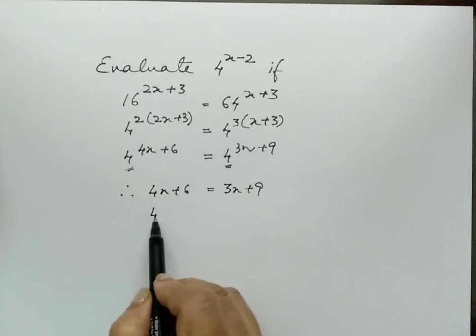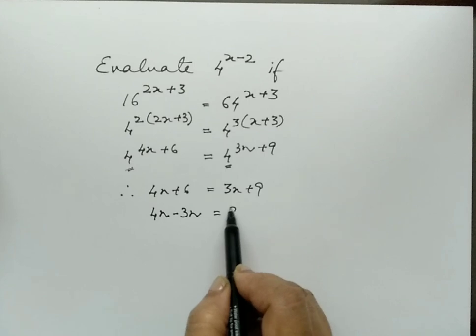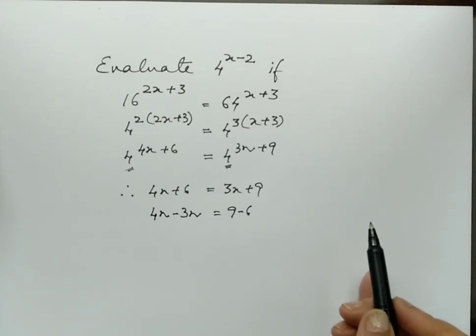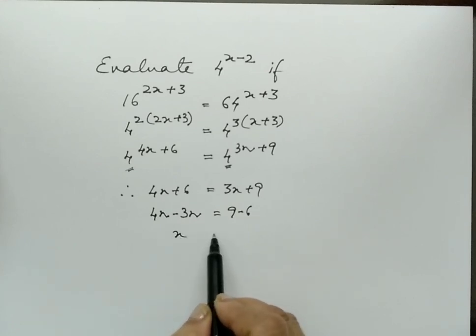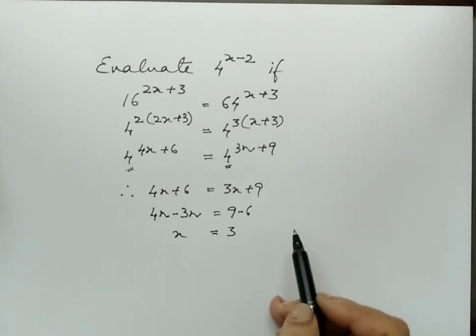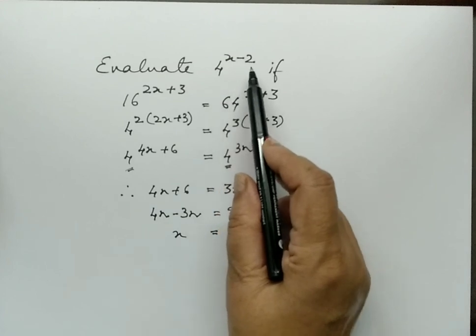Next step is 4x minus 3x is equal to 9 minus 6. So finally we get x is equal to 9 minus 6, which is 3. But our goal is to find out 4 to the power x minus 2.